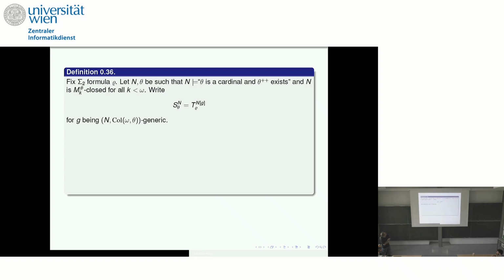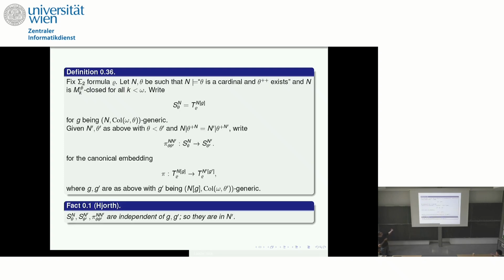So N is a pre-mouse, theta is some cardinal of N, the double plus exists. N is projectively correct, it's Mk sharp closed. And then S theta N is just the version of that, sorry, rho is fixed, it is a sigma 2 formula, and I'm just ignoring that in the notation for S here. But S theta N just means you collapse theta to be countable over N, and then look at the version of T in that N G. Okay, so the tree that's computed inside N G.